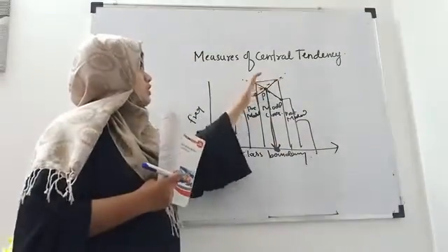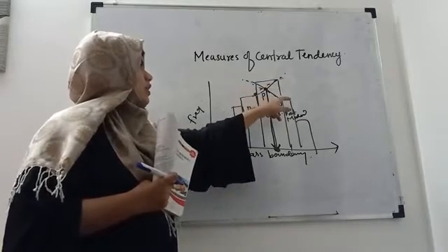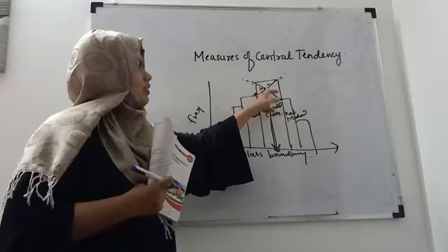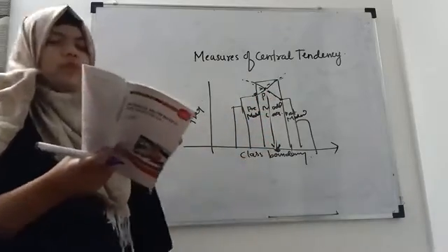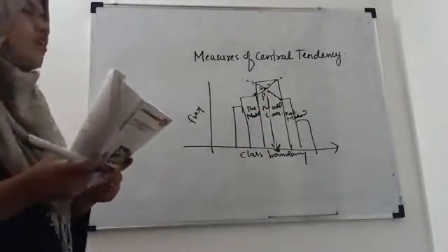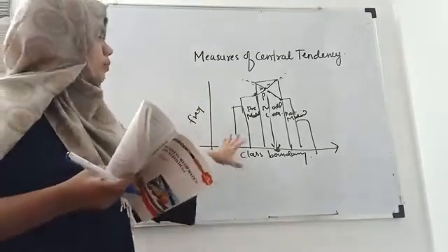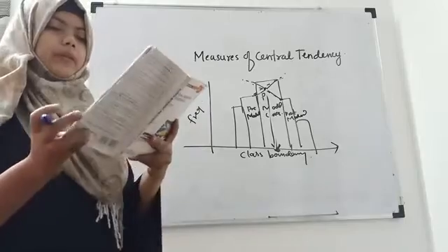You have to just cross-cut the blocks, taking the pre and post modal classes, and then take a perpendicular from that point on the x-axis. It will give you the mode of the given data.